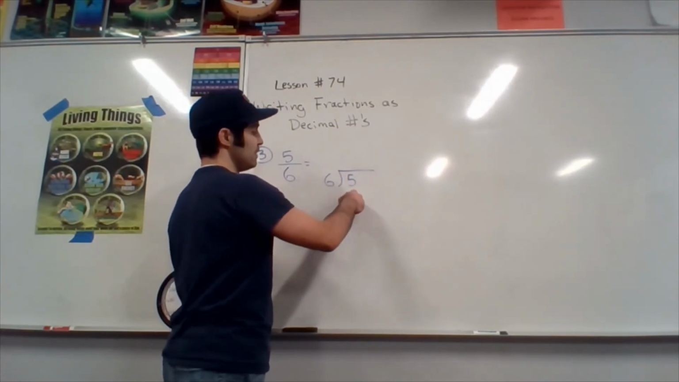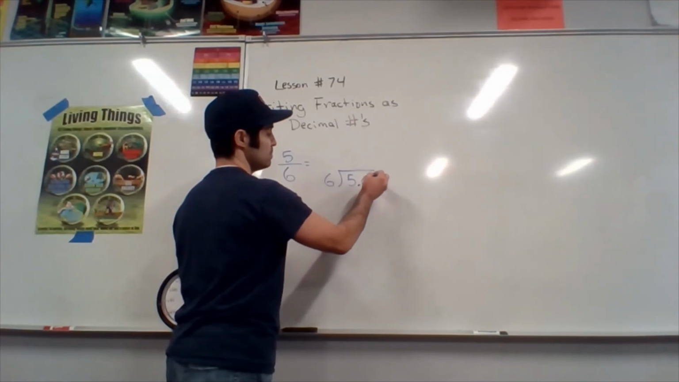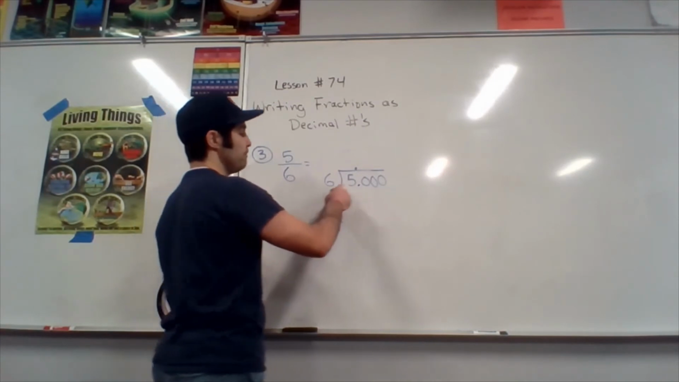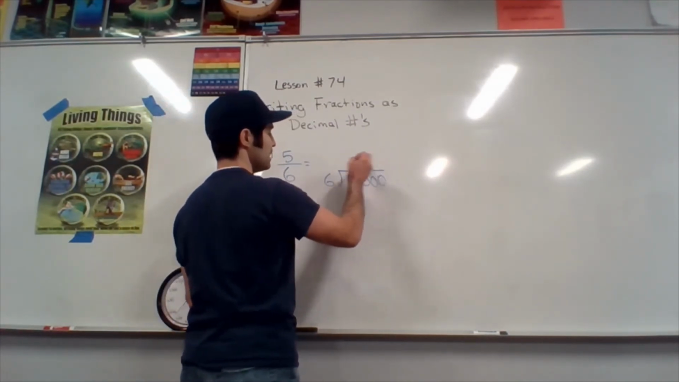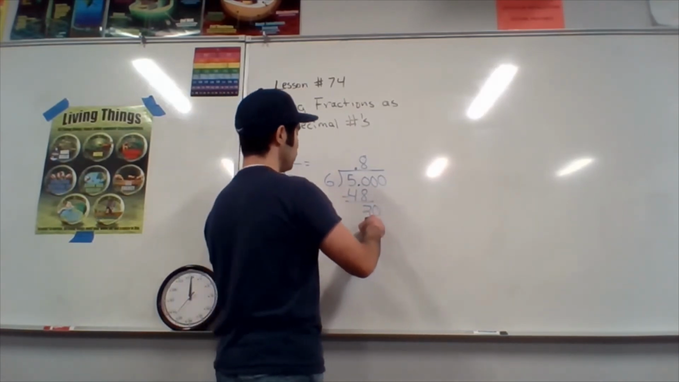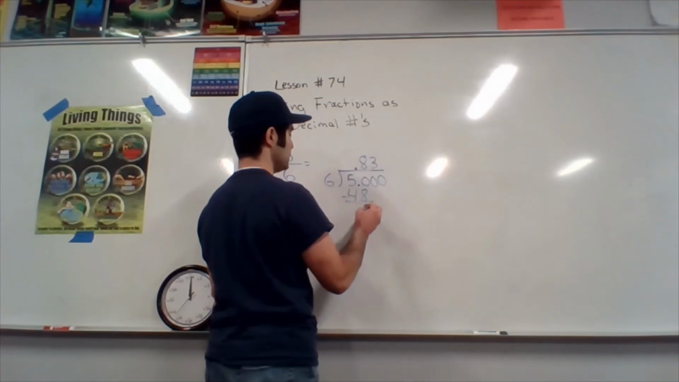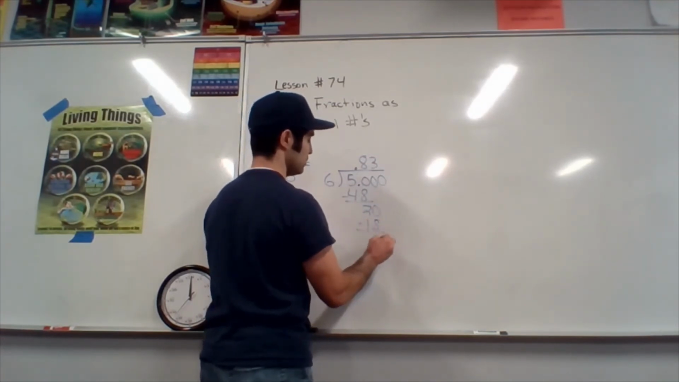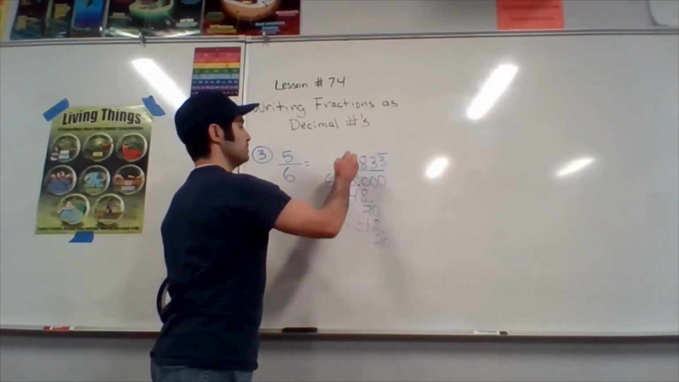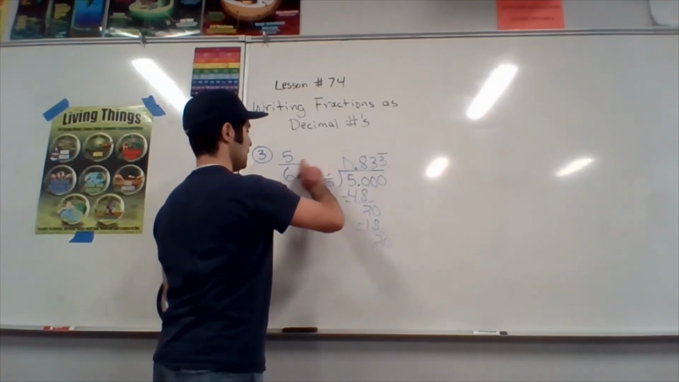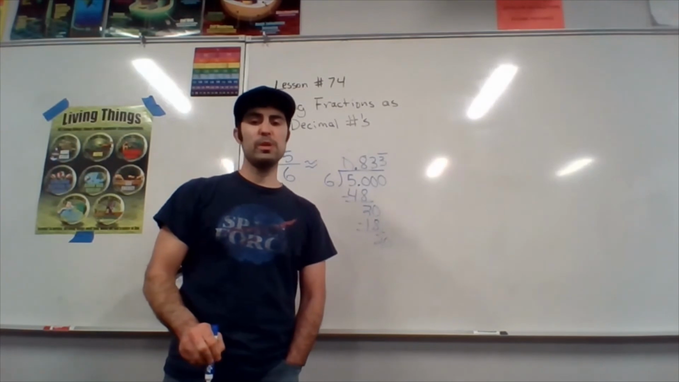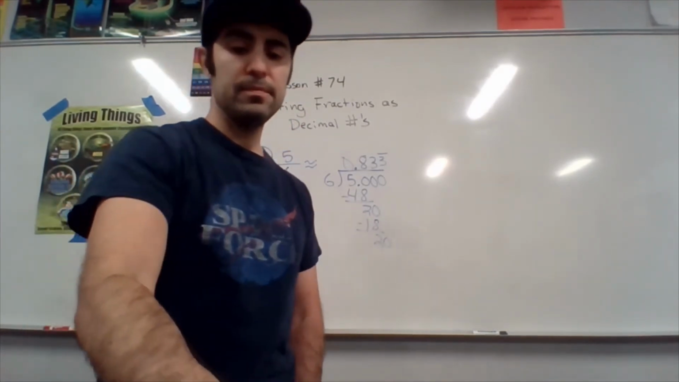Okay, so 6 will go into 5, can't do it, so let's add a decimal and some zeros. Decimal point comes straight up. 6 will go into 50 about 8 times, because 8 times 6 is 48. Subtract, 2 left over, bring down a 0. 6 will go into 20 3 times. 3 times 6 is 18. Subtract, 2, bring down a 0. Looks like the 3 is going to repeat. Okay, so 5/6 is about 833 thousandths, with the 3 repeating.